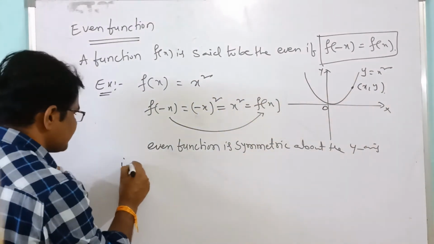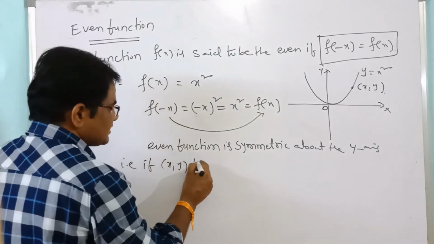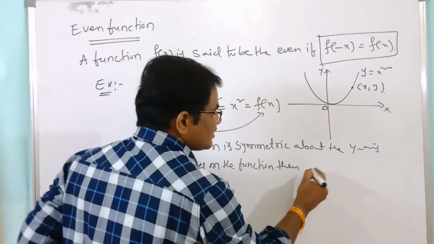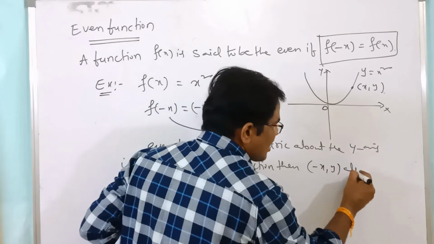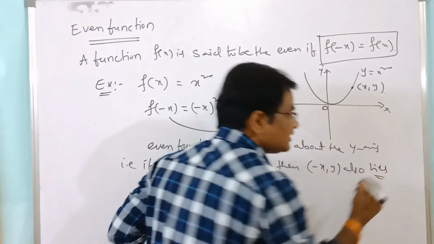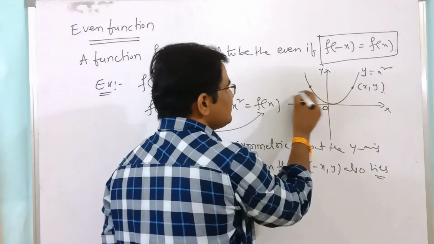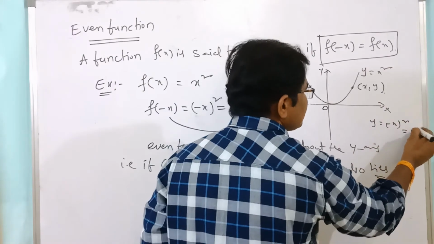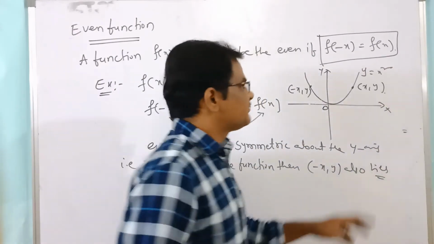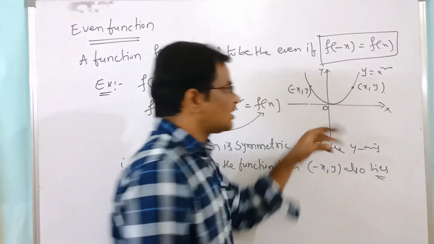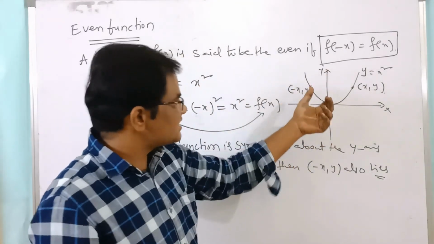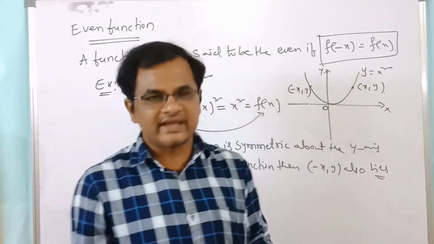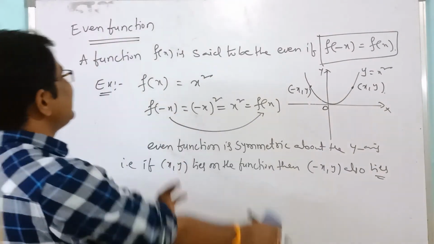That is, if x comma y lies on the curve y equal to x square, that is, if x comma y lies on the function, then minus x comma y also lies on the same function. Here, substituting minus x, y equal to minus x square is also x square only. So if x comma y lies on the curve, minus x comma y also lies on the same function, meaning it is symmetric about the y axis. So this is about the even function.